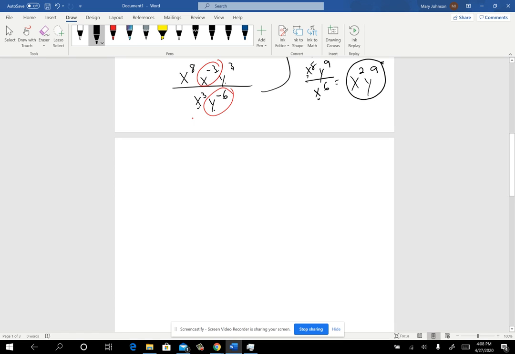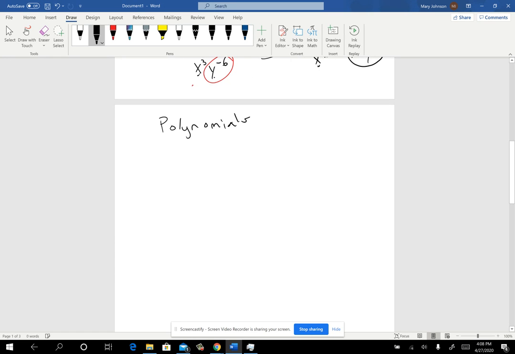All right, so let's continue reviewing for the final. Now I'm going to work on the chapter 4 material, but let's move on to the work with polynomials. All right, so here's where you had to add, subtract, multiply, and divide them. All right, and I wanted to look at number 5.